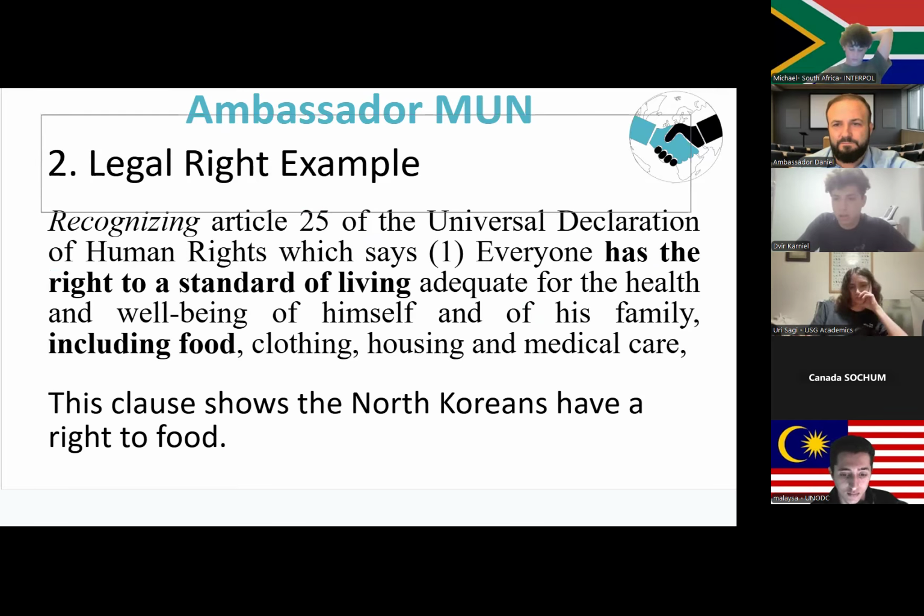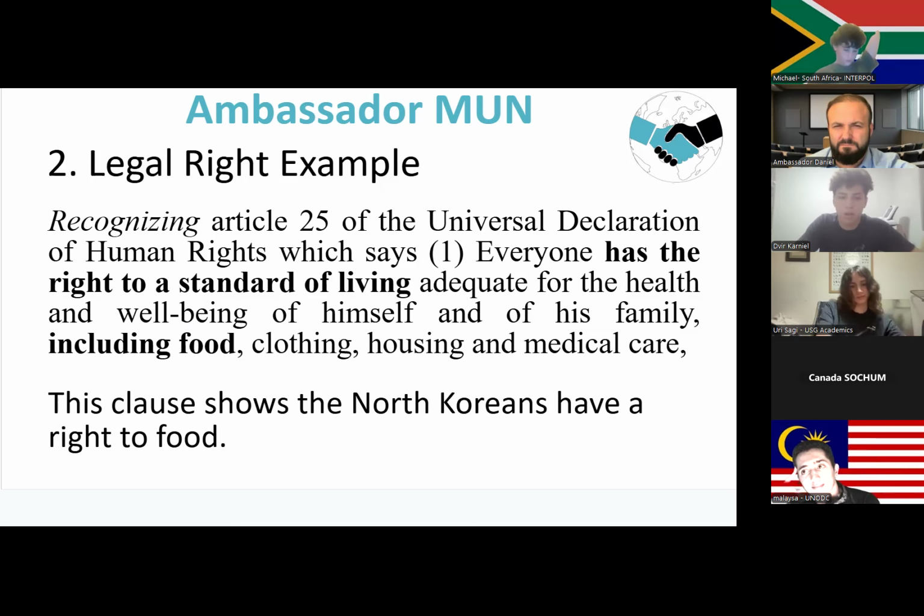Recognizing Article 25 of the Universal Declaration of Human Rights, which says, 1, everyone has the right to a standard of living adequate for the health and well-being of himself and of his family, including food, clothing, housing, and medical care. This clause shows that the North Koreans have a right to food.